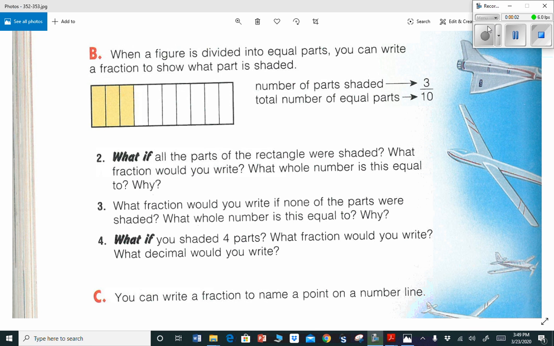Hi, fifth graders. This is just a little introduction to fractions. You've learned this stuff before, and so you'll learn it again.